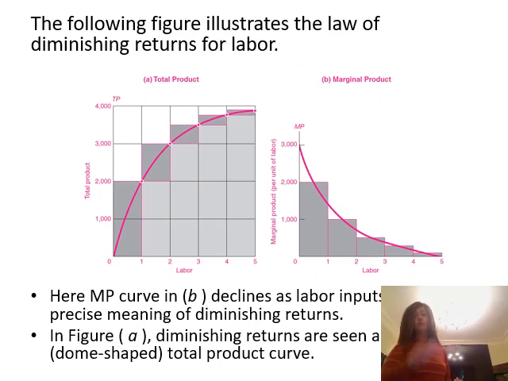This figure illustrates the law of diminishing returns. Don't forget, when you draw the total product curve, it is increasing at a decreasing rate, as you can see from the graph. So that's why the marginal product, which is the slope, must be decreasing like this.